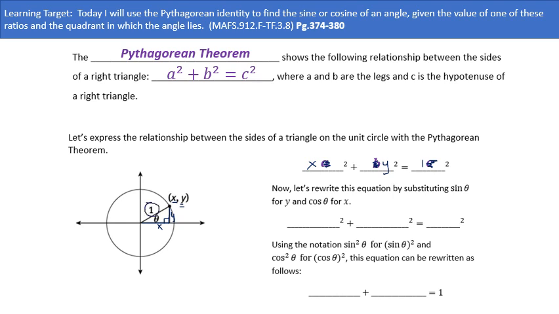Okay, x squared plus y squared equals 1 squared. Let's rewrite that in terms of sine and cosine. Remember, the x value is the cosine, the y value is the sine. So I could rewrite this as cosine theta squared plus sine theta squared equals 1 squared.